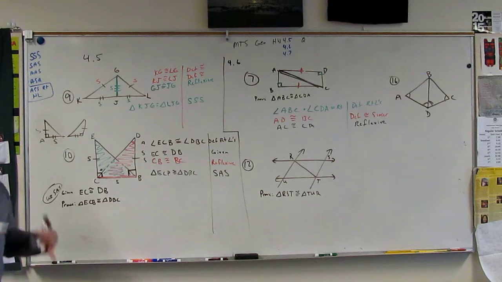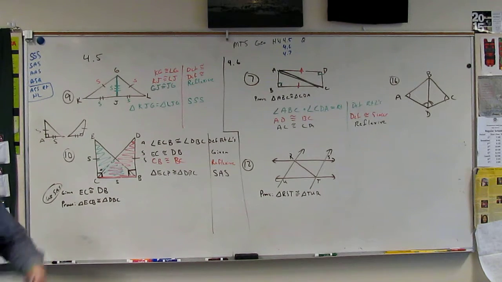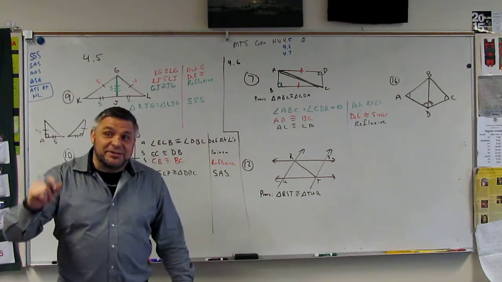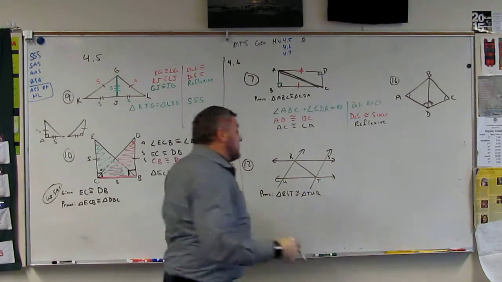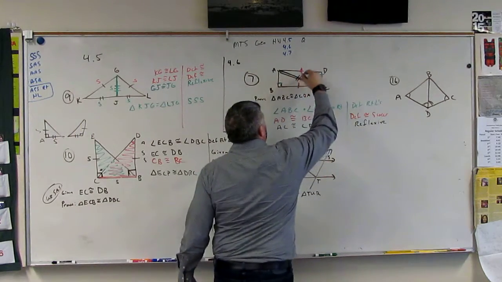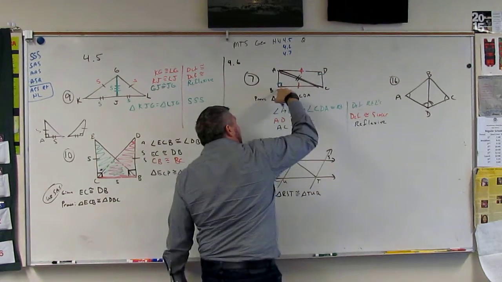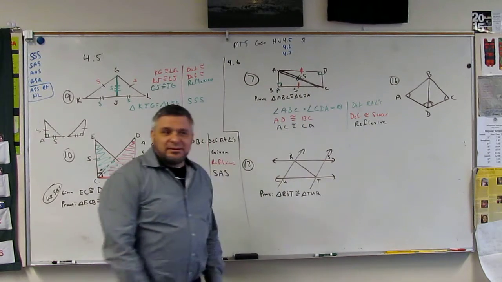Because whenever they're sharing a side, reflexive. So one thing you're always going to look for is, are they sharing a side? Okay? If they're sharing a side, cool. I know that these are congruent. And now what do we have? We have a right angle, we have a side, and we have a side.